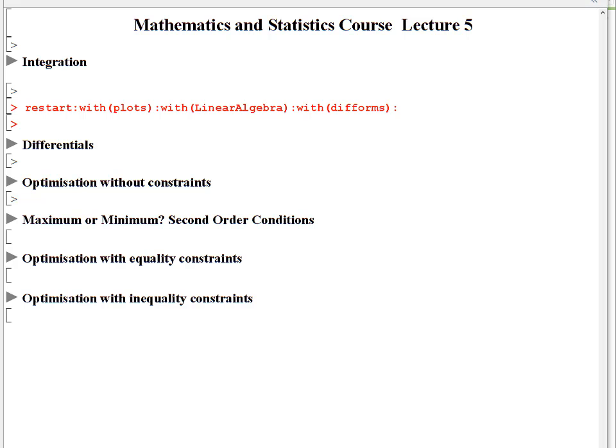Hello and welcome to part 12 of Dev Maths and Stats Refresher Course, Lecture 5, where we're looking at optimization, this time with inequality constraints.